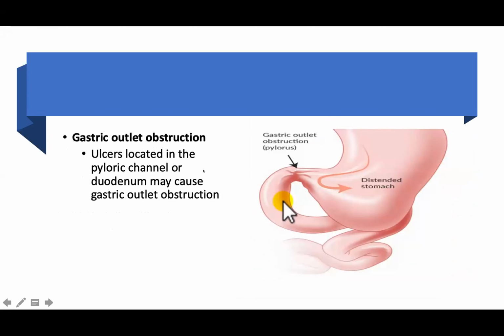The last one, if you have an ulcer in the pylorus. So what's the pylorus? It is the gatekeeper under the stomach, between the stomach and the duodenum. If you have an ulcer in this location, this will cause inflammation. The pylorus is a narrow channel, so inflammation here may cause an obstruction. So we'll have gastric outlet obstruction. So food will have a difficult time bypassing the pylorus.